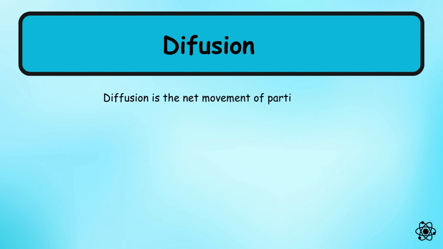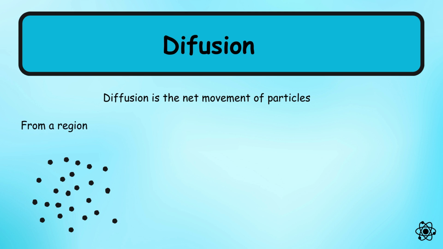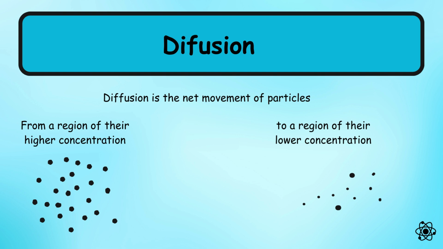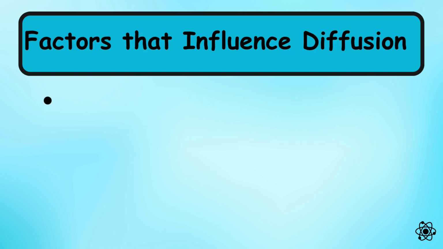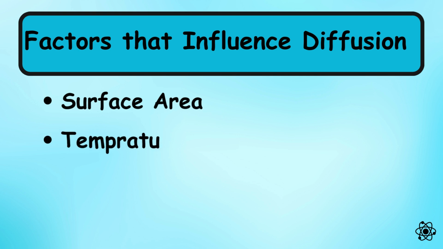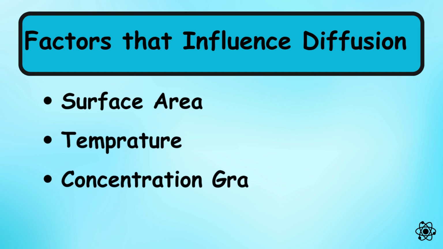Therefore, diffusion is the net movement of particles from a region of their higher concentration to a region of their lower concentration, that is, down the concentration gradient, as a result of their random movement. So it is the constant random movement of particles and their kinetic energy that allows diffusion to happen. Four factors that influence diffusion are surface area, temperature, concentration gradient, and distance.